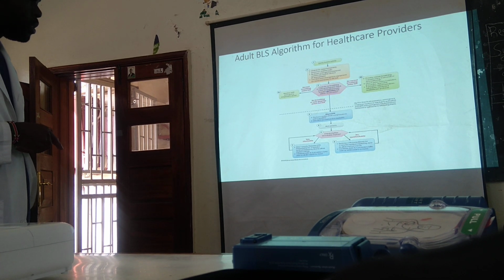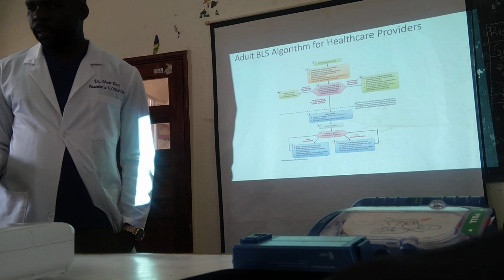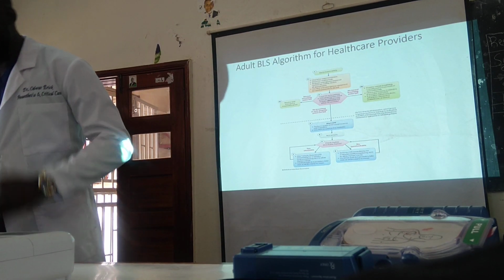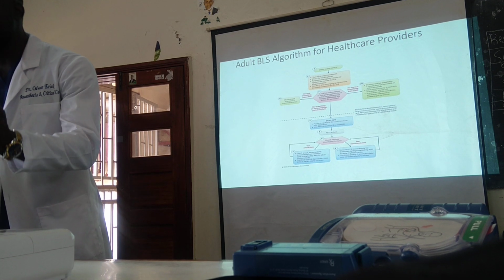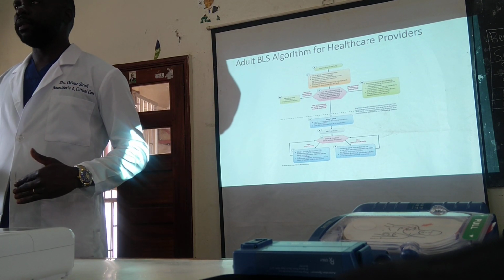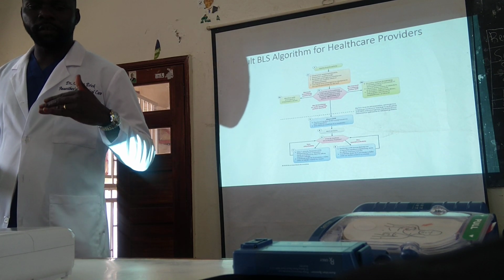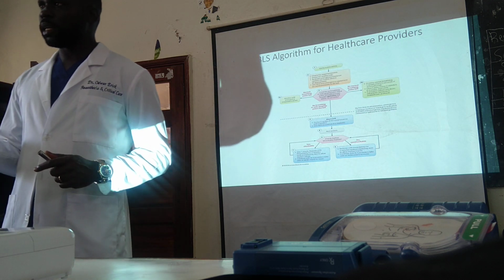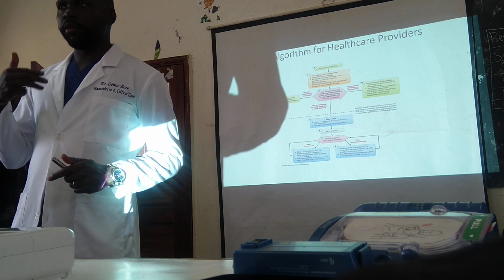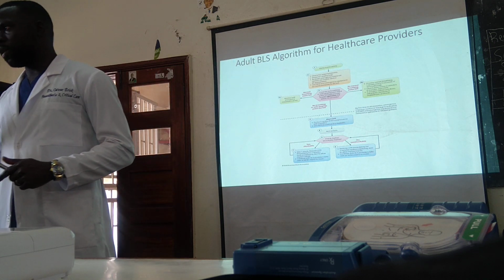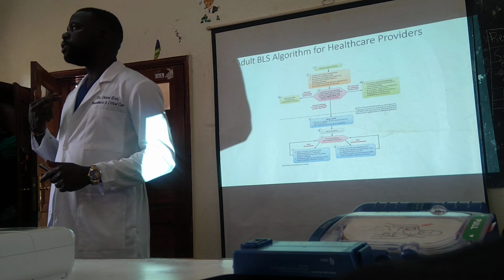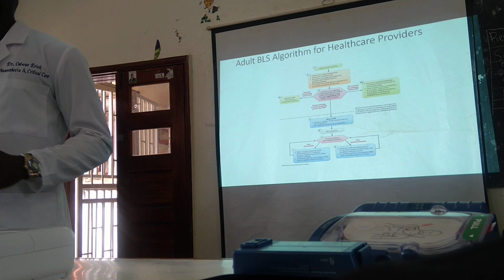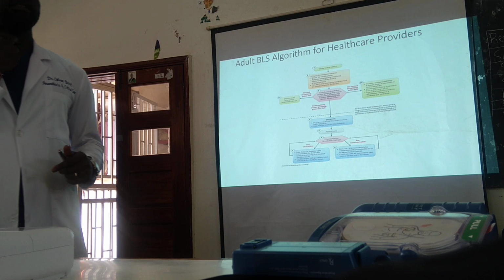You do this simultaneously. The patient is lying flat. If the patient is lying face down, you turn them nicely, supine. And then check for pulse and breathing. As you check for pulse, for adults you do it at the carotid. You can touch your thyroid gland here, this protruding part.